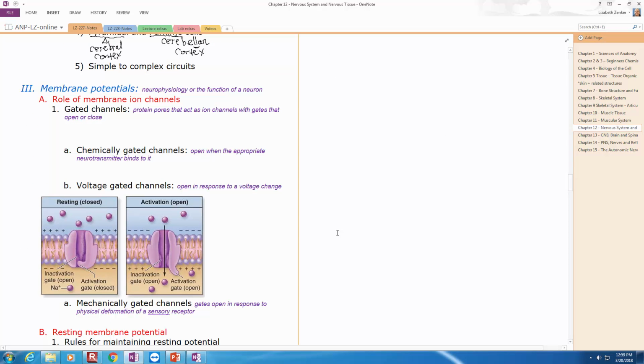And we can have gated channels, which you guys are already familiar with, right? So we said that something had to stimulate it and it would open the gated channel and allow that ion to come through. And it was very specific, only for that ion. Nothing else could pass through but what that channel was for. So gated channels are protein pores that act as ion channels with gates that open or close. They allow very specific ions.